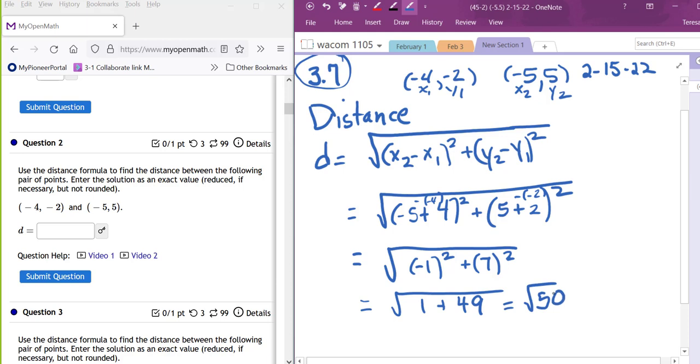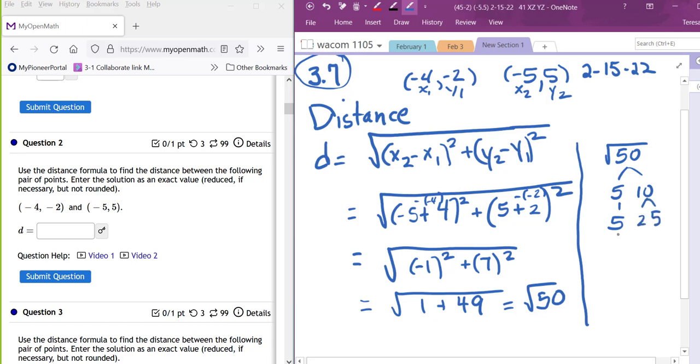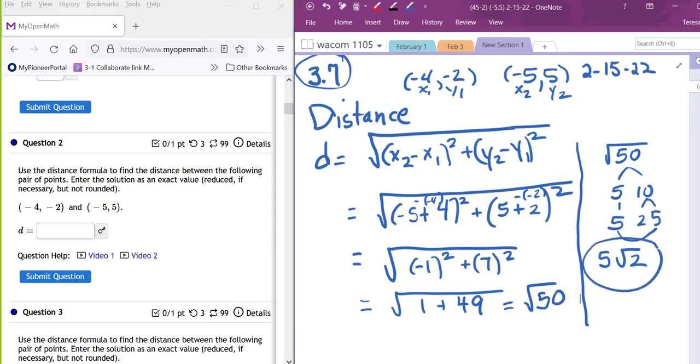And they ask us to give the exact answer, not rounded. So they want us to keep a radical. We would just have to simplify if the radical would simplify. So I'll do that on this side here. 50, we could do 5 times 10. And 5 is prime. 10 will break down to 2 times 5. So we did have a square in there. We had a 25 in there. Take 1 5 out for that group and leave your square root of 2. So 5 times the square root of 2 should be our answer for this problem.